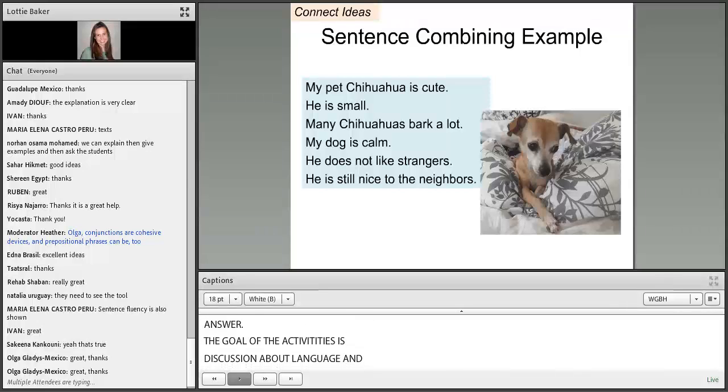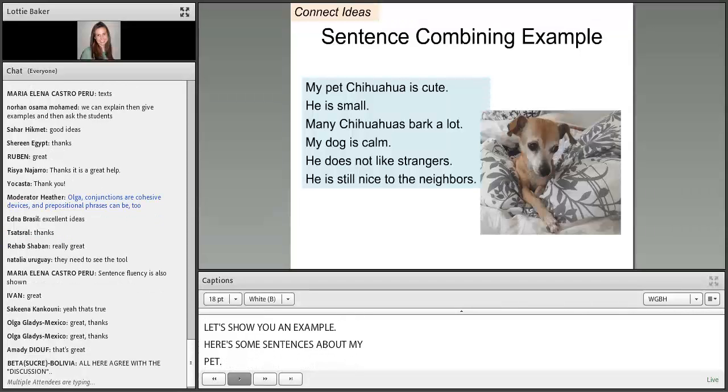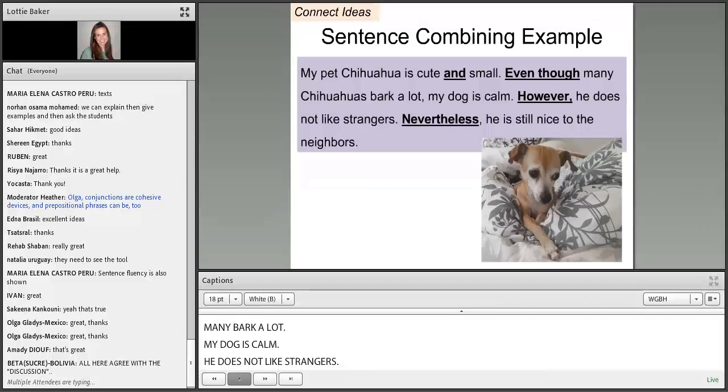Let me show you an example. Here are some sentences about my pet. I like to use this example with students because students often write about their pets, at least in my class. So, my pet Chihuahua is cute. He is small. Many Chihuahuas bark a lot. My dog is calm. He does not like strangers. He is still nice to the neighbors.